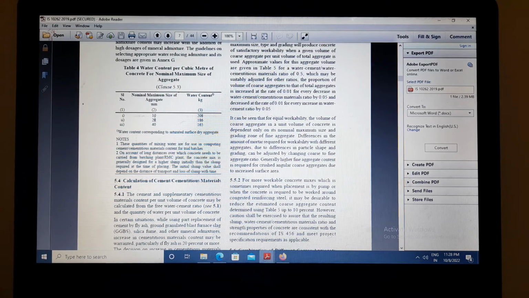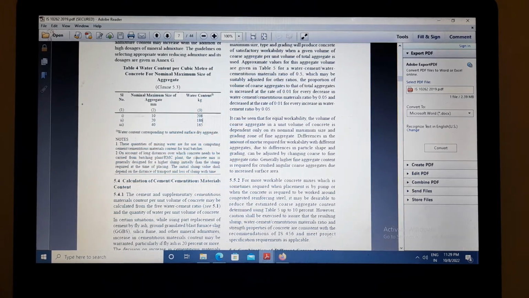The nominal maximum size of aggregate is here. Here our nominal maximum size is 20 mm and the water content is 186 kg per cubic meter of concrete, which is given. And I will suggest you go through the notes also. Water content corresponds to saturated surface dry aggregate. This water content does not include the absorption of the aggregate, whereas the water content should be increased for dry aggregates. The quantities of mixing water are for computing cement and cementitious material content for trial batches.